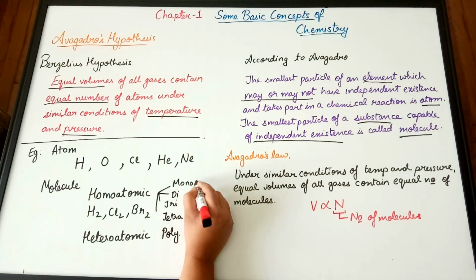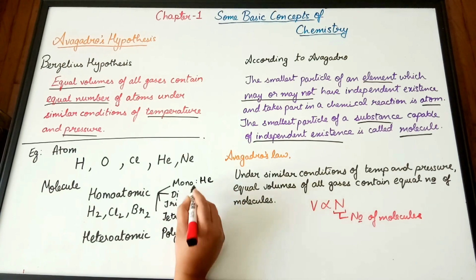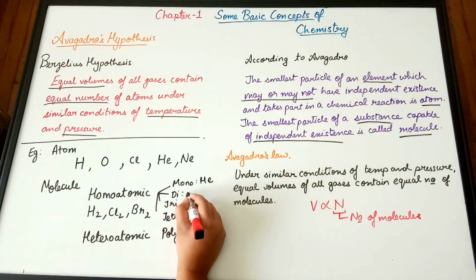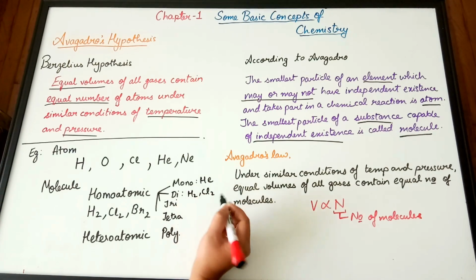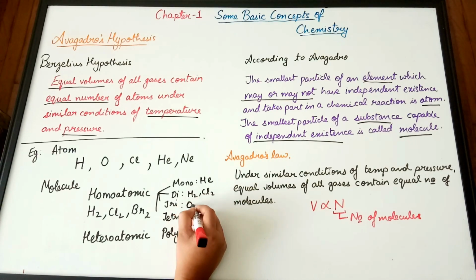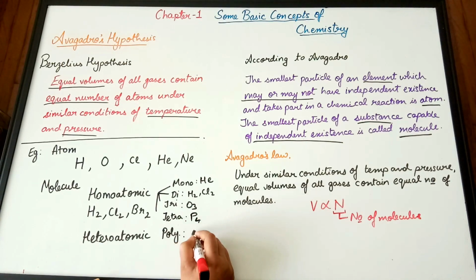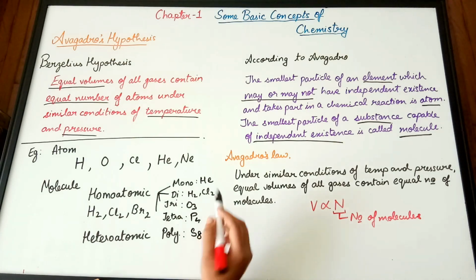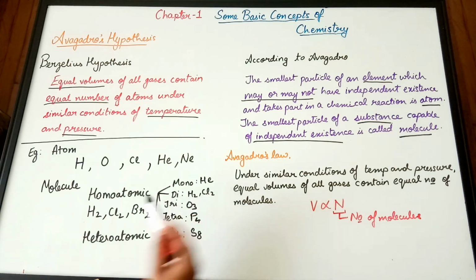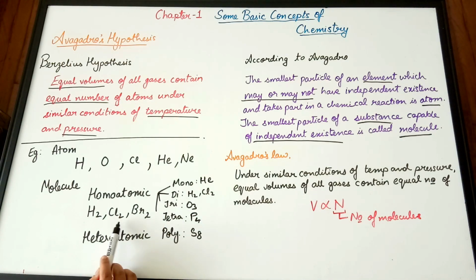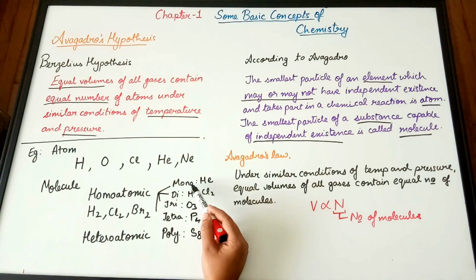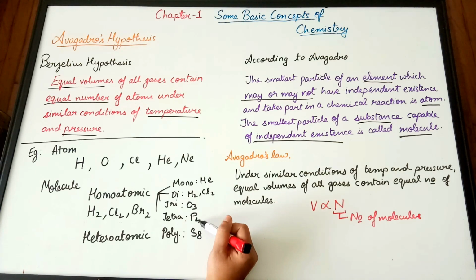So, monoatomic means they can exist independently. So, He. So, these are monoatomic, whereas diatomic is H2, Cl2, etc. Triatomic is ozone, O3. Tetraatomic is P4, tetra 4, P4. And an example of polyatomic is S8. So here homoatomic has only one type of element in them. These molecules have only one type of element. They are classified further to give us monoatomic, diatomic, triatomic, tetraatomic and polyatomic. Mono means 1, di means 2, tri means 3, tetra is 4 and poly is more than 4.